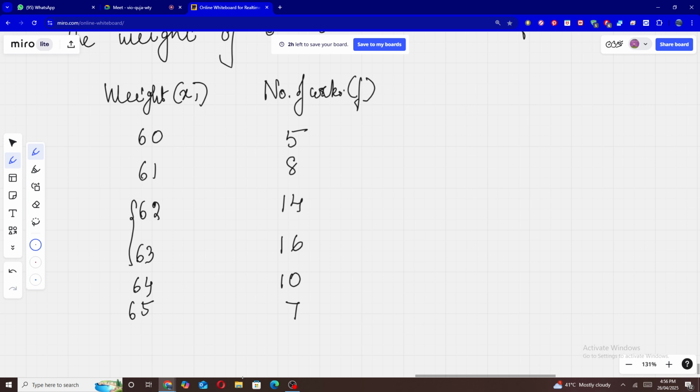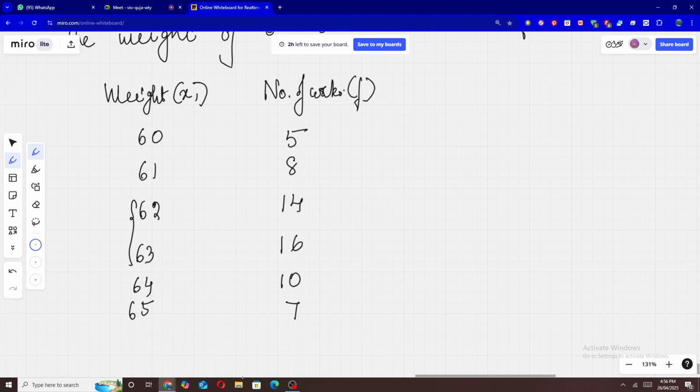Okay, and then di is xi minus a. Ma'am, can I choose the middle as a? You can choose any. a is 62. You're assuming the mean, taking an assumed mean. Now we have to find di. 60 minus 62, 61 minus 62, 62 minus 62, 63 minus 62, 64 minus 62, 65 minus 62. So minus 2, minus 1, 0.